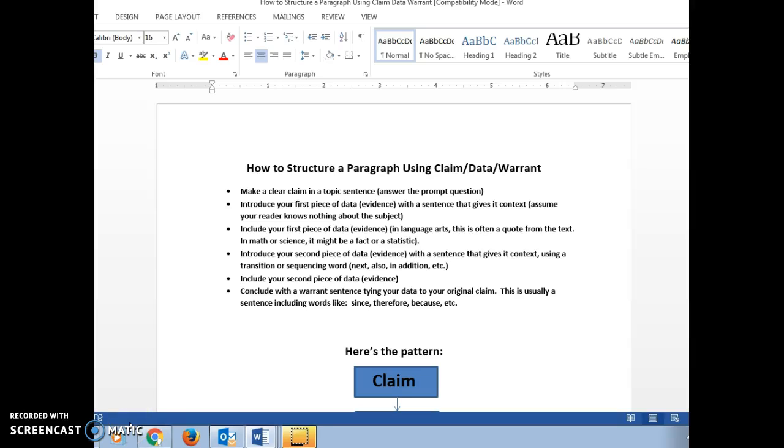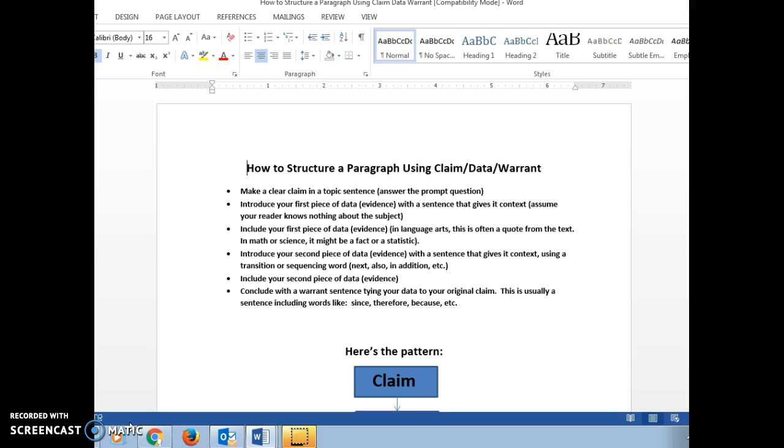Guys, it's Mrs. Butler. Today we're going to be showing you guys how to structure a paragraph using the claim-data-warrant format that we've already learned. The first thing you're always going to do is make a clear claim and a topic sentence. You're going to answer the prompt question, but be sure you're not saying "in my opinion" or "I think."